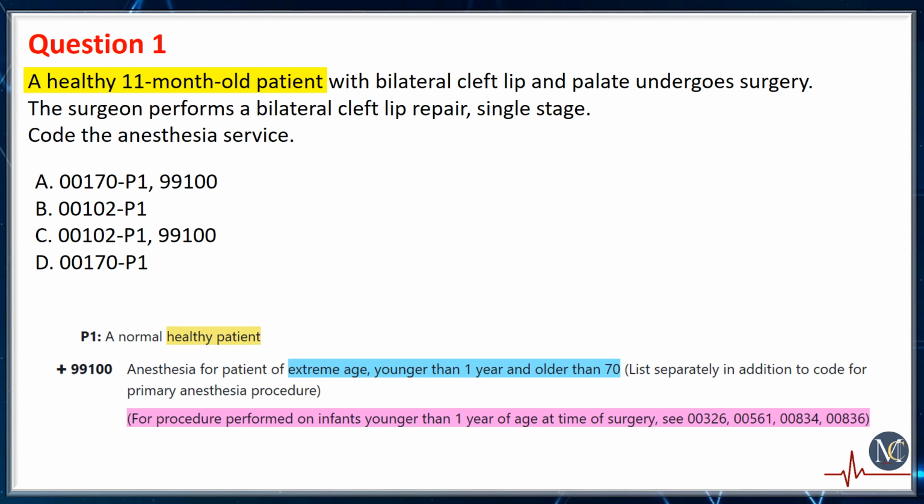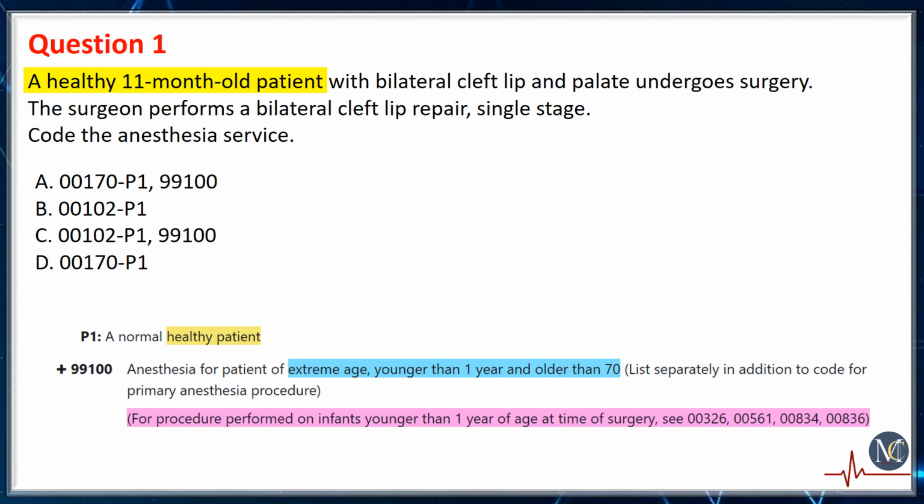In this scenario, we must verify the accuracy of the provided service in addition to confirming the corresponding physical status modifier and qualifying circumstance code. Initially, we exclude options based on the suitability of the physical status modifier and the qualifying circumstance add-on code. In the given question, the term healthy patient aligns with the P1 physical status modifier, as indicated in all options.